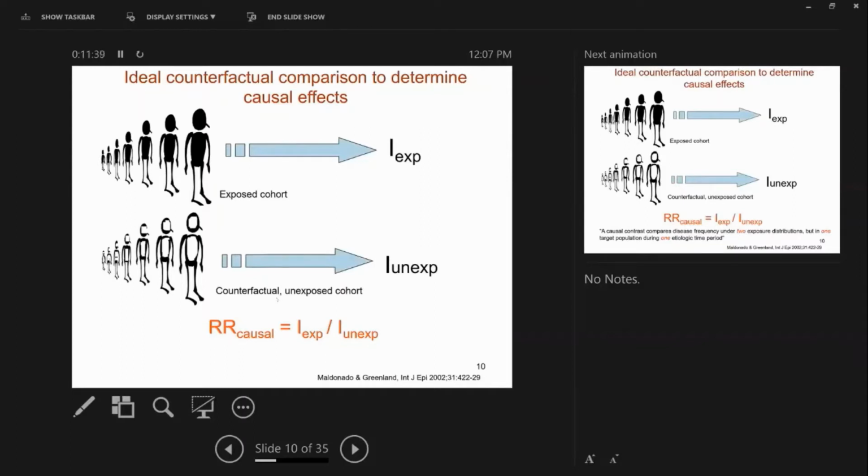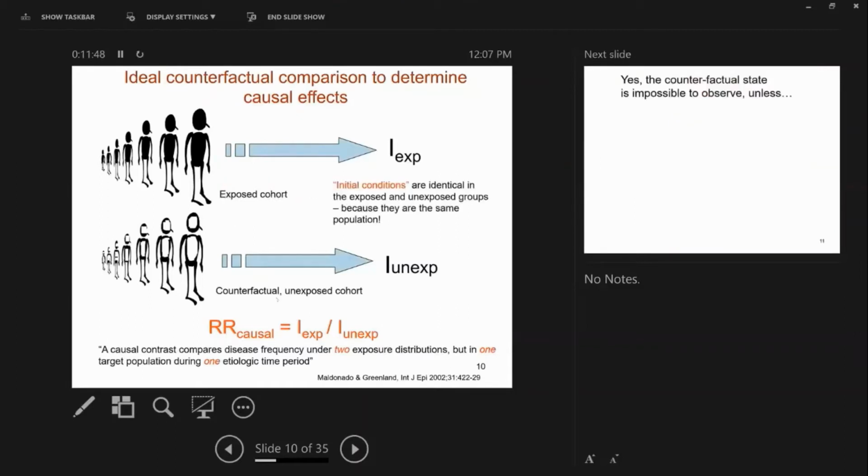Okay, so this is the first ideal causal contrast that we would like to see, but in reality, this contrast will never be seen. But if you could see it, this is ideal for what reason? You can tell that the initial conditions are identical in the exposed and the unexposed group because it's the same period, same population, same genetics, everything else is the same. So the only difference between the two is the fact that one smokes and the other does not smoke.